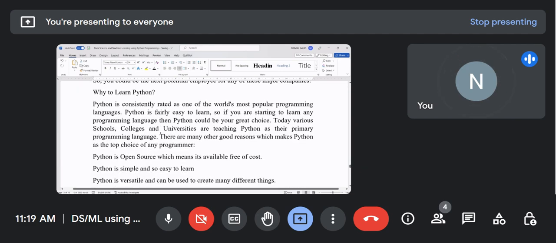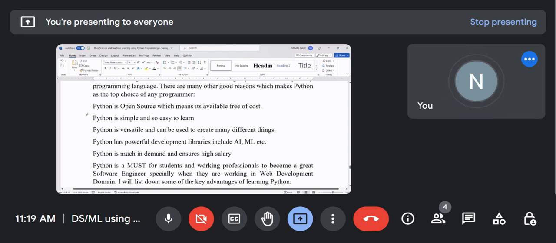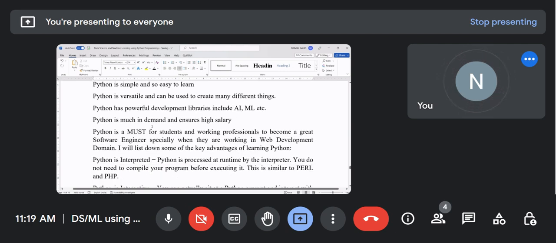So why learn Python? Because in our schools, colleges, universities, you very well know, you guys are also a part of that, the Python programming language has been used. Python is open source and easily available. You can just download it. And it's simple to learn. Very simple statements are written in Python. You guys will know that. You can create very different things here. It's versatile, not only a single type of application. You can create different types of applications using Python.